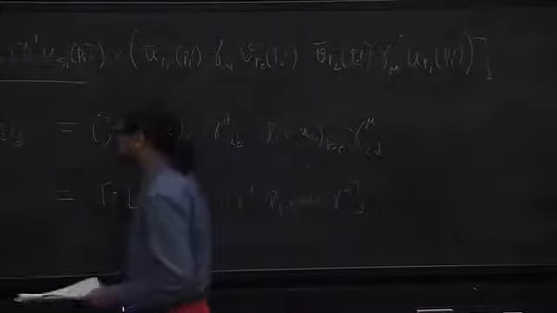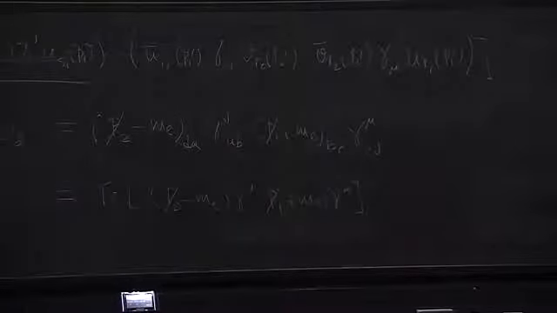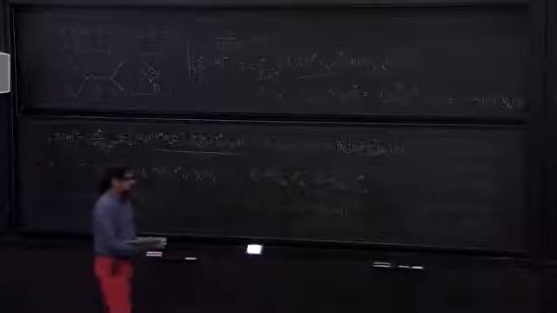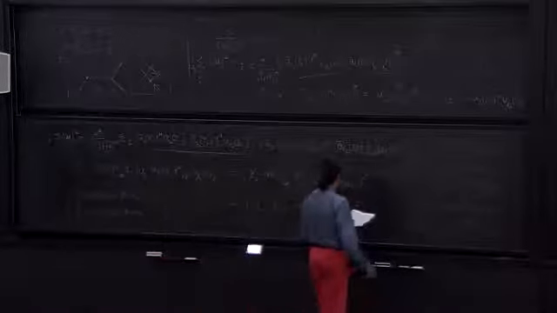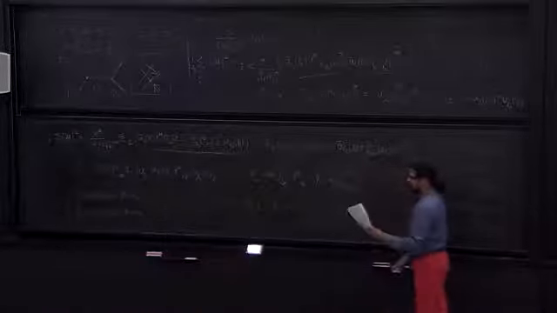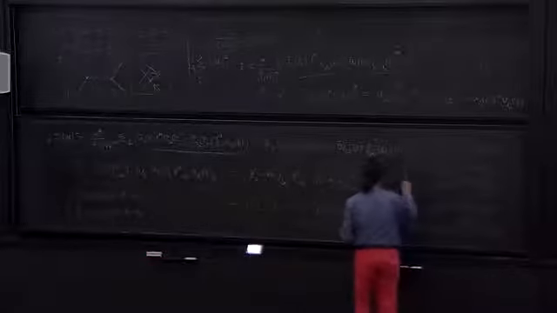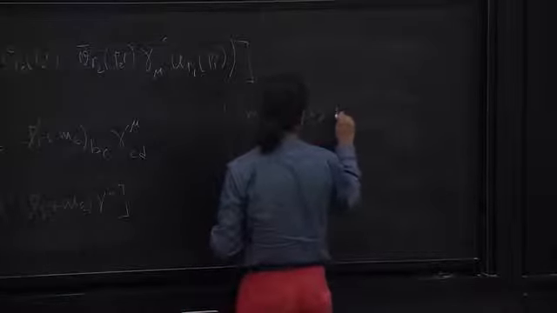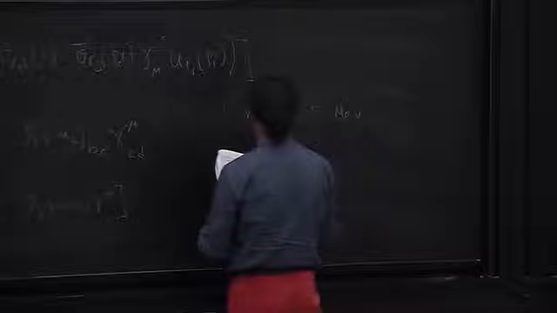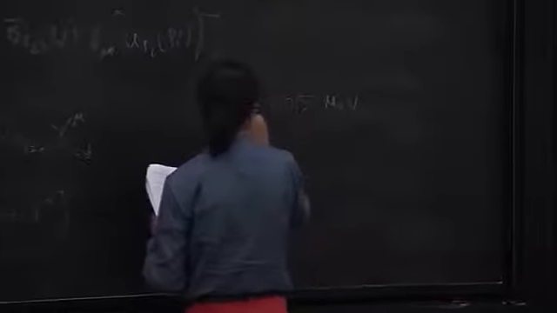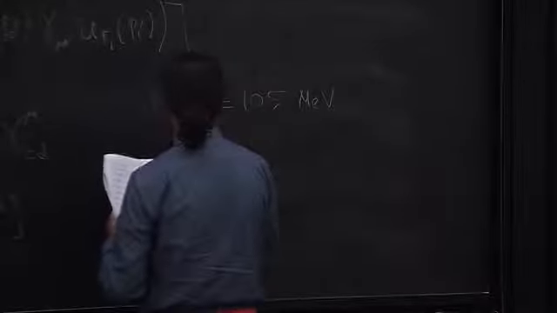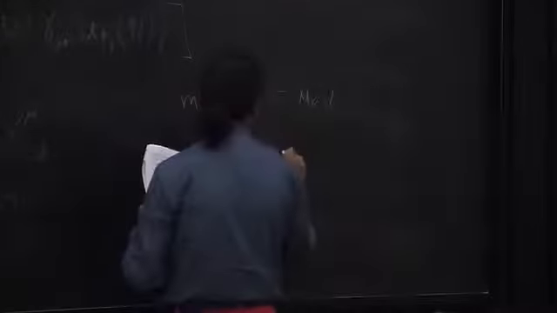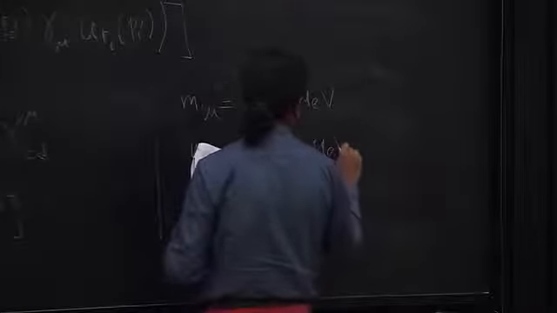Okay? So this is how averaging over the initial spin states and summing over the final spin states give us a trace over the spinor indices. Experimentally, the mass of the muon is about 100 MeV. The electron mass is half an MeV.